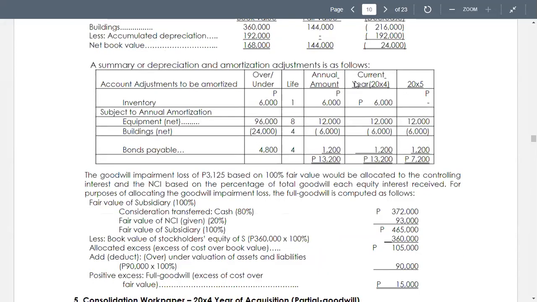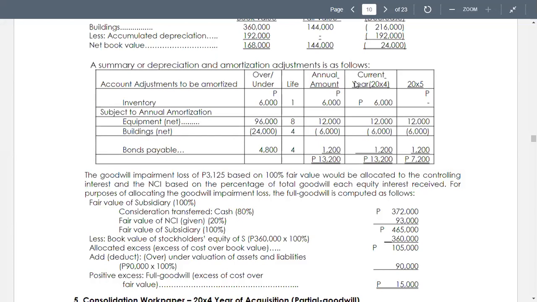So for the analysis of the amortization, depreciation, we also have this. The goodwill impairment loss of 3,125 based on 100% fair value. That's now in the second year. It would be allocated to the controlling interest and the non-controlling interest based on the percentage of total goodwill each equity interest received. For purposes of allocating the goodwill impairment loss, the full goodwill approach is used. So the consideration transferred initially of 372,000, then the fair value given by the NCI is 93,000.